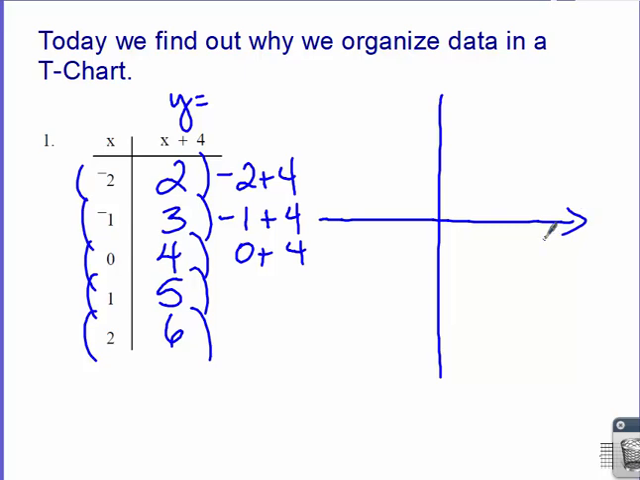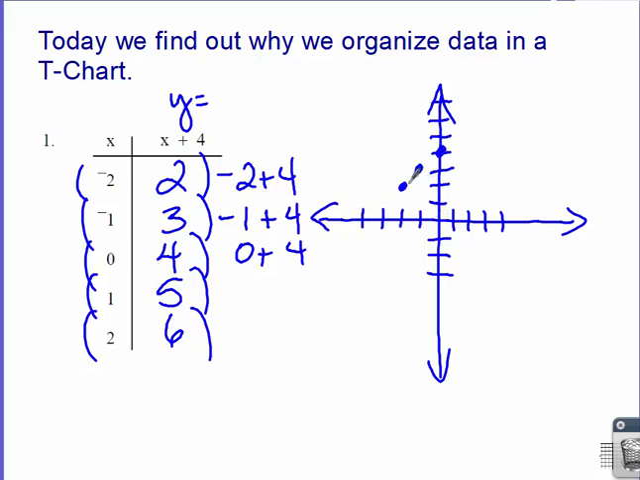So we draw a graph where we have our 2 axes, our x and our y. We put some tick marks on there as evenly as possible. And we graph. So this first coordinate is negative 2, positive 2. So from the origin, that means go left 2, up 2, and put a dot. Then the next one is negative 1, 3. So that's left 1, up 3. Then the next one is 0, up 4.